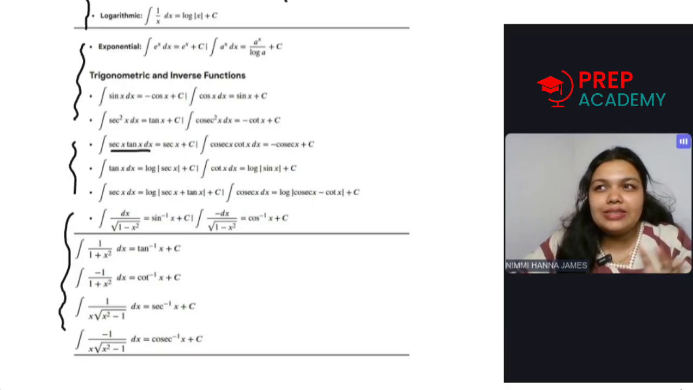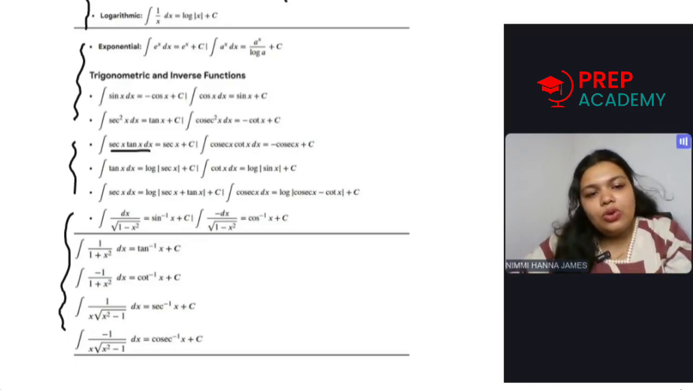When we see such a question, we think, do I know any value whose differential is sec x tan x? Yes, the differential of sec x is sec x tan x. So the integral of sec x tan x is sec x. So it's just the reverse process. It is as simple as that.